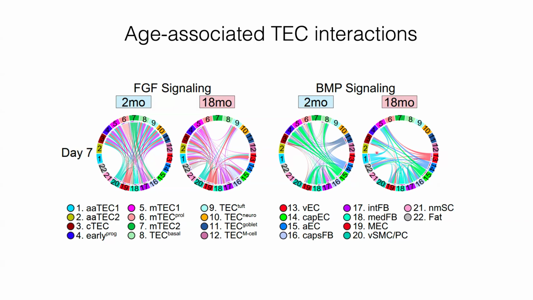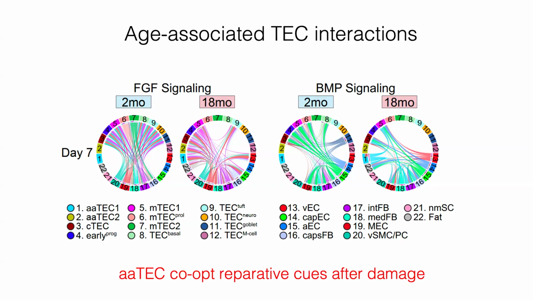But again, the emergence of AATEC seems to draw some of these trophic signals away from the conventional TEC subsets, and perhaps depriving them of those key trophic factors. So these data suggest that AATEC co-opt these reparative cues required to support thymic regeneration.